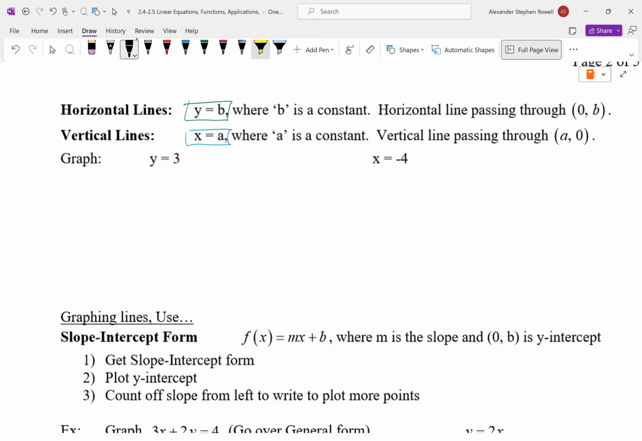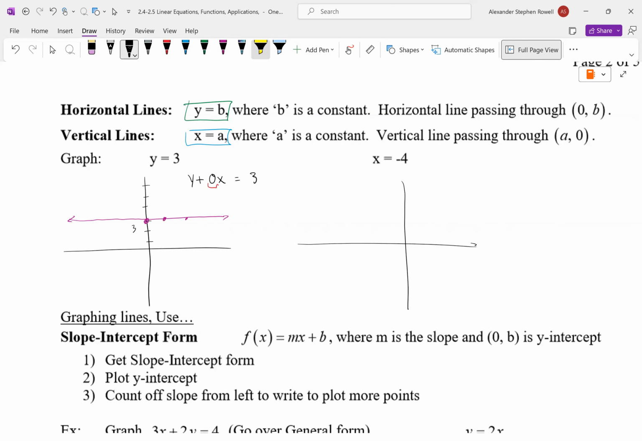Can you graph y equals 3 for me? So y equals 3. Every ordered pair has the same height. For instance, 0, 3, 1, 3, 2, 3. We have a horizontal line with 0 slope. Another way to think of it is y equals 0x plus 3. So you can see the slope is 0. Any questions about this?